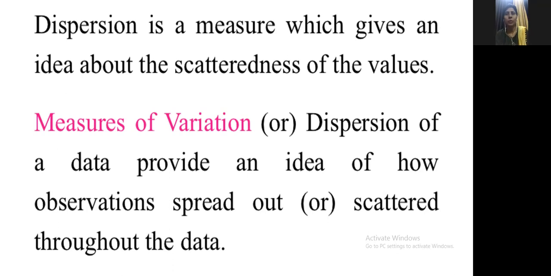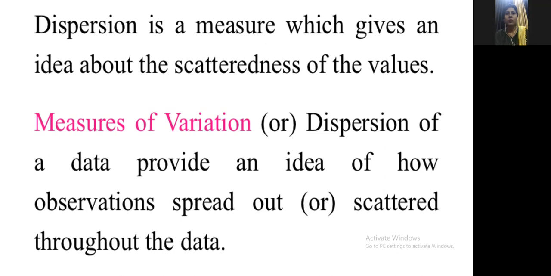The different measures which we use for understanding this concept are considered under measures of variation, and these measures of variation provide you an idea of how the data sets are spread across the given observations. So the scatteredness or the variation of the data can only be understood if you have knowledge of all the different measures of dispersion. So let's understand all these measures one by one.